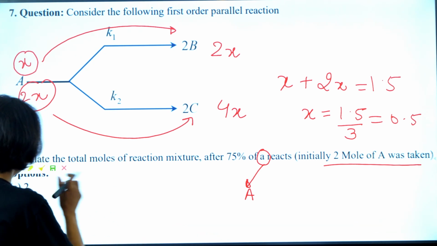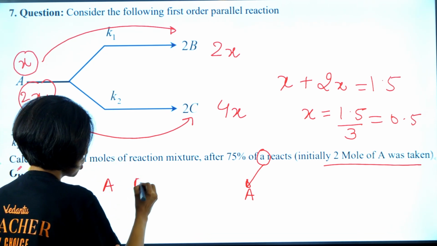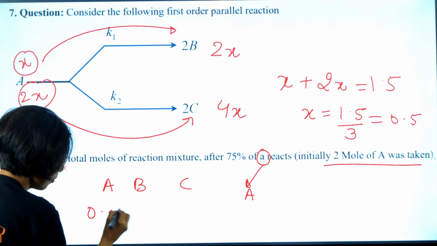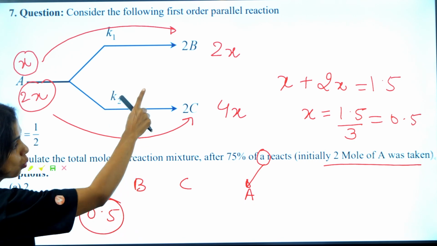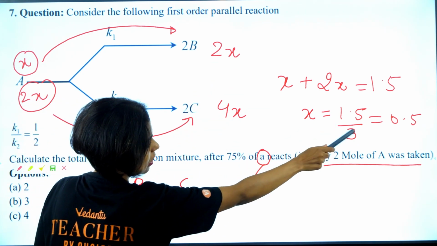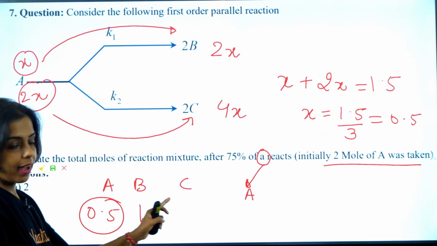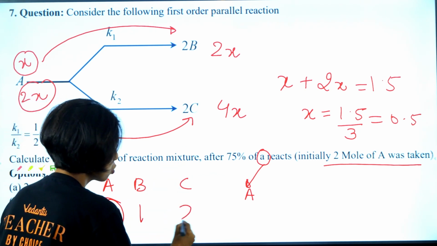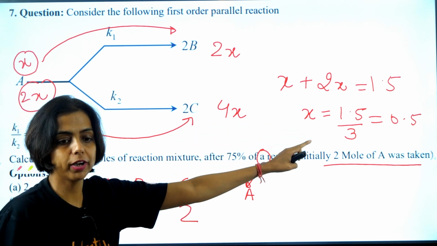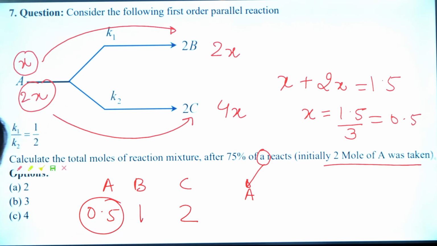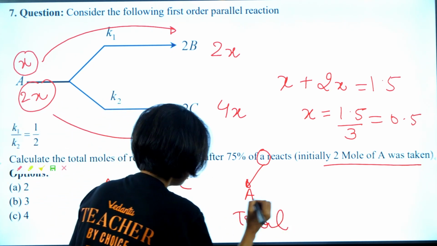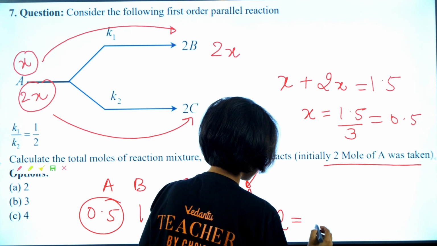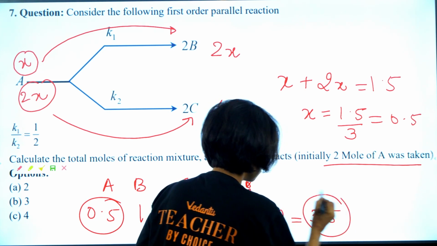Now calculate the total moles of reaction mixture after 75%. So this is 0.5 remaining, 1.5 reacted. X moles of B is 2X, that is 1. The X value is 0.5, so 2 into 0.5 is 1. And how about C? C is 4X, that is 4 into 0.5, that is 2. So the total moles: 0.5 moles of A left, 1 mole of B formed, 2 moles of C formed, that is 3.5 moles in total.